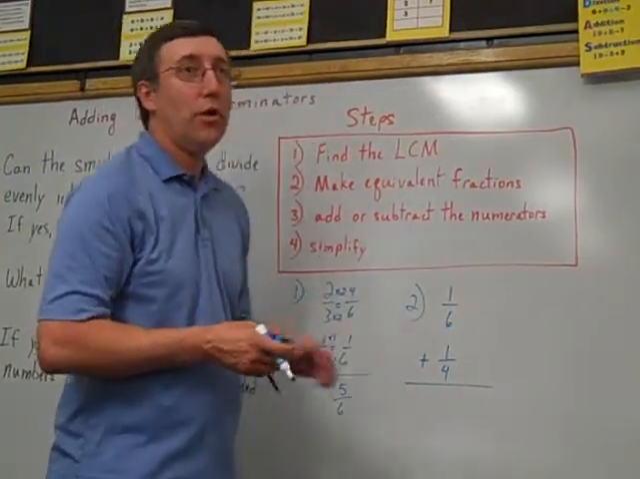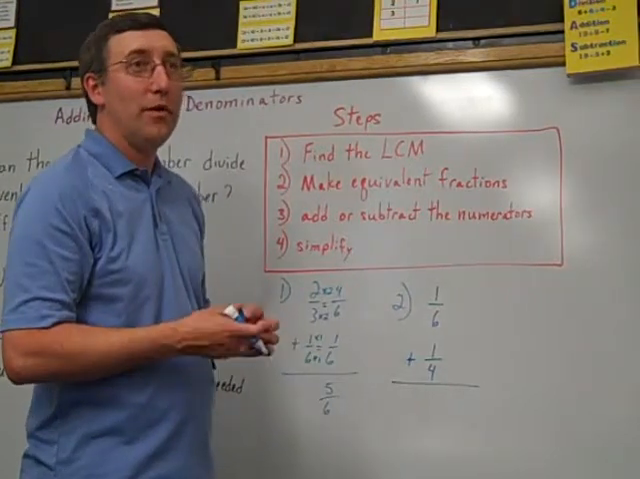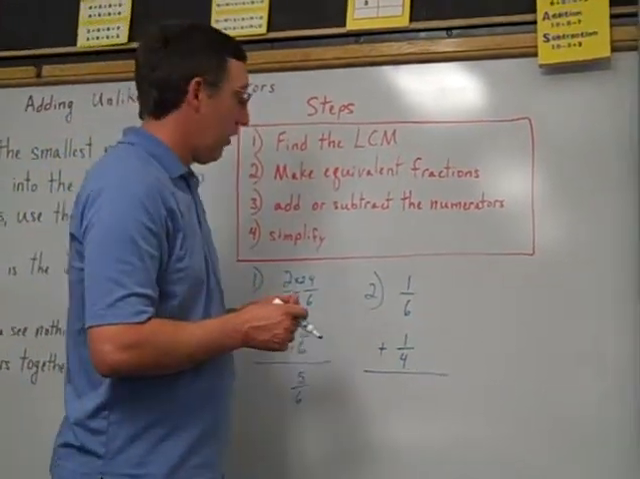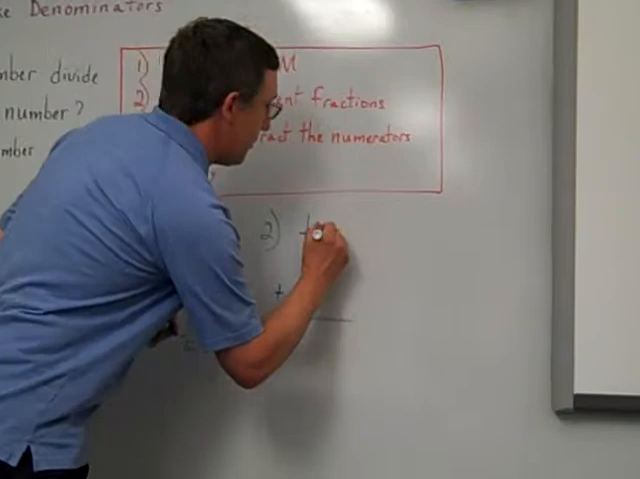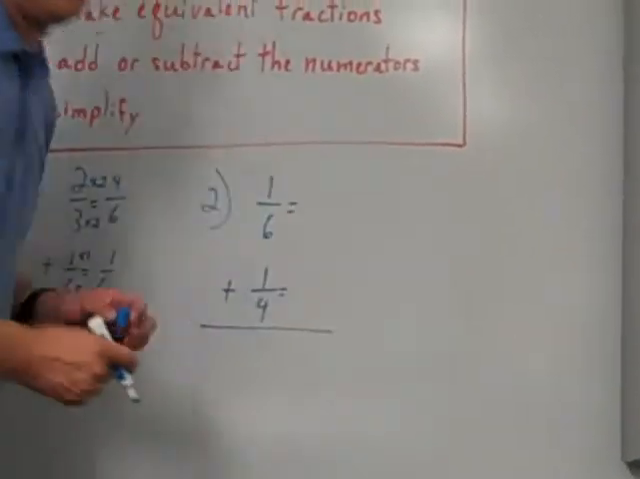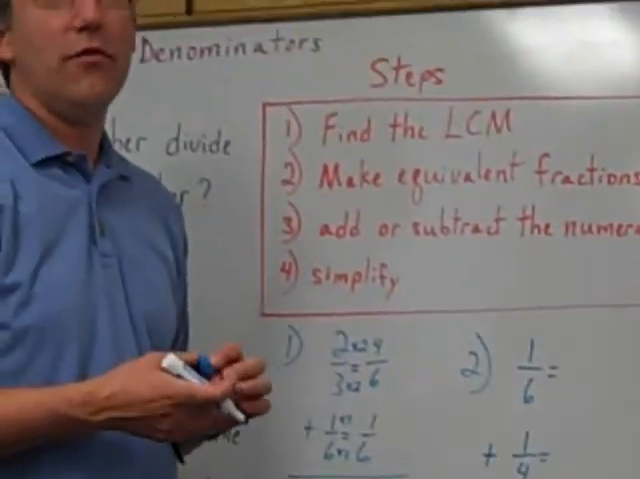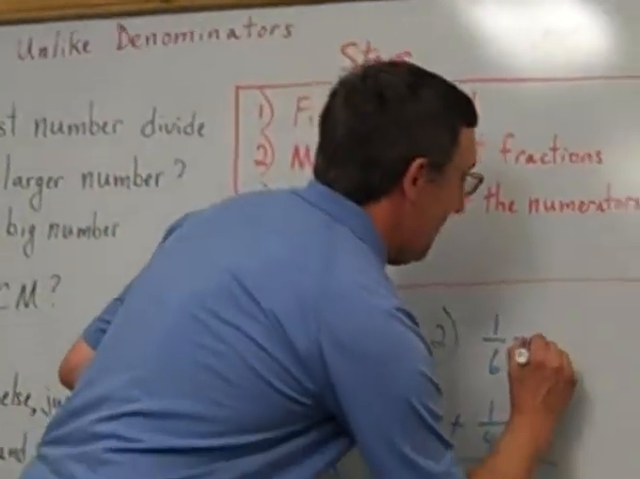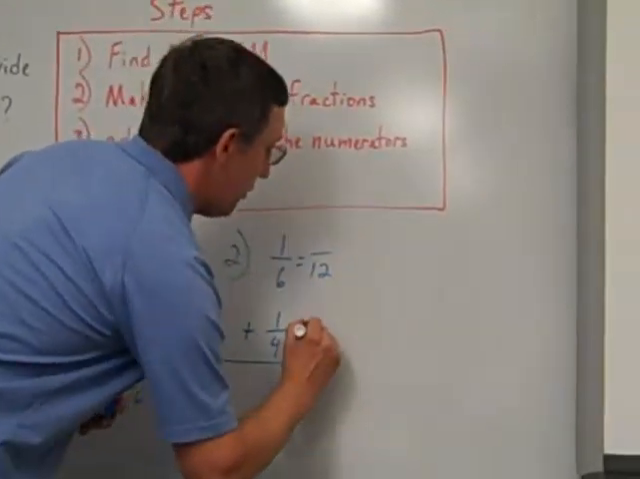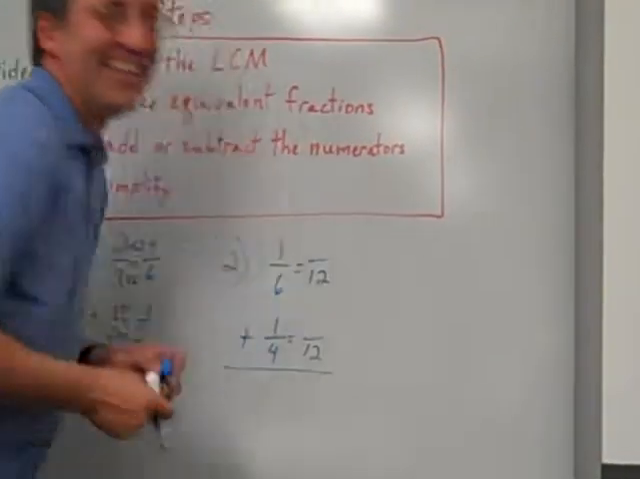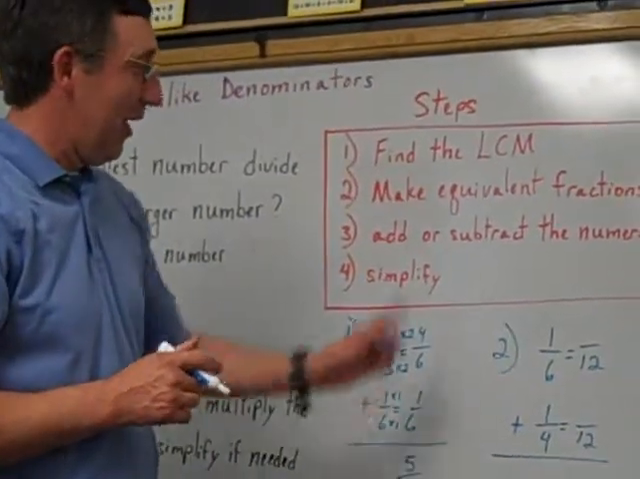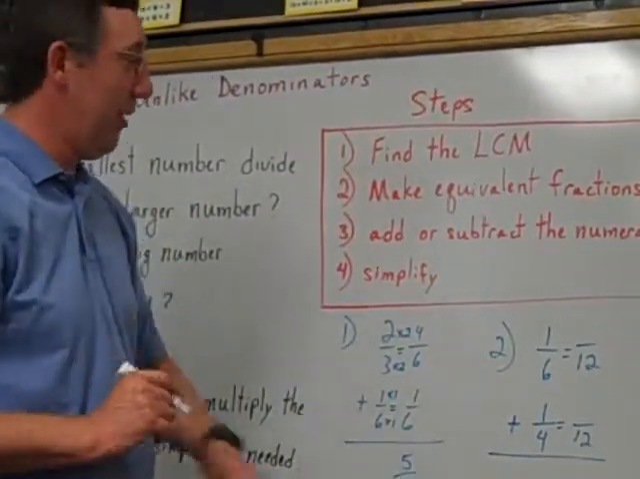Stacy, do you know what number 6 and 4 have in common? 24. Okay? So, they also have a common denominator of 12. So we'll use 12 for right now. I will get to the 24 in just a minute.